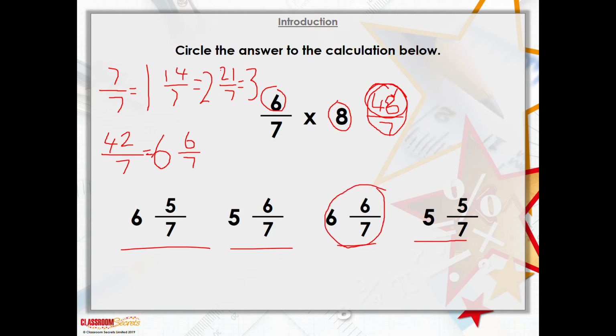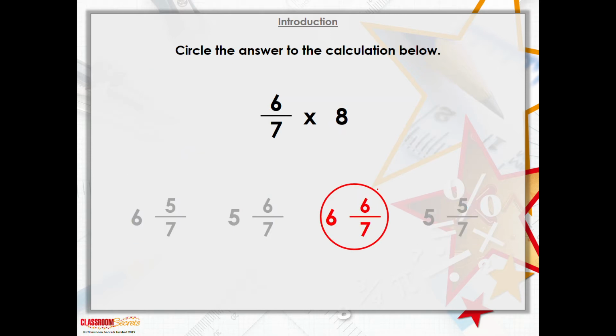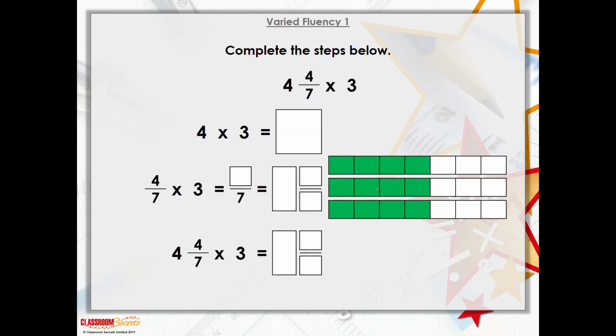Let's have a look at our first task that will be on our sheet today. Complete the following steps. 4 and 4 sevenths times by 3. Our first step in this is to actually multiply our two whole numbers. And that 4 times by 3. 4 times by 3, 4 threes are 12.